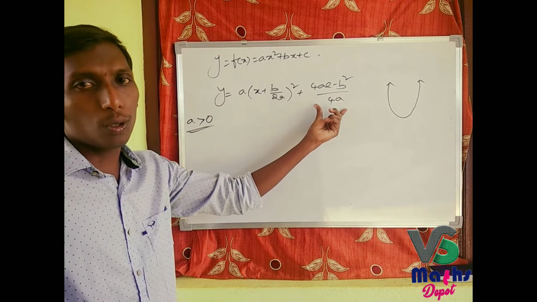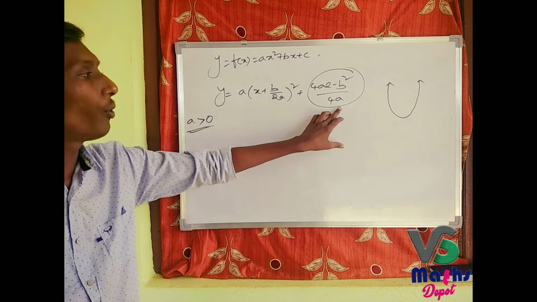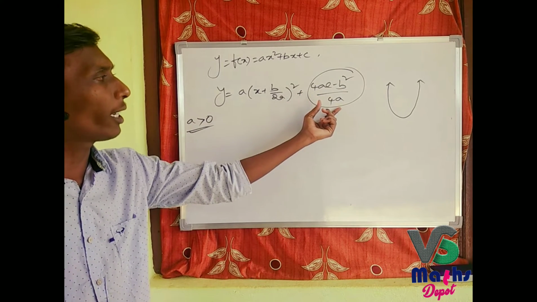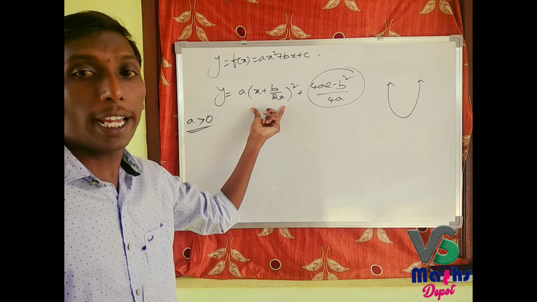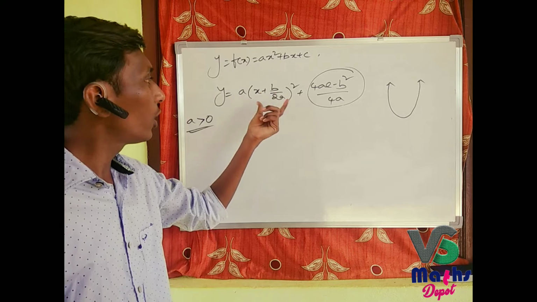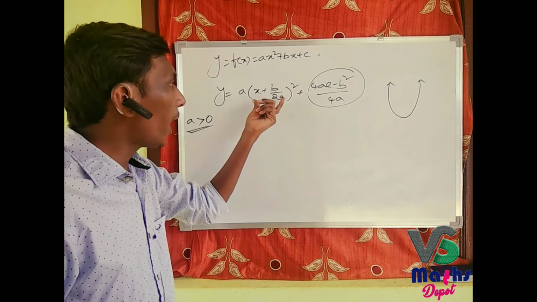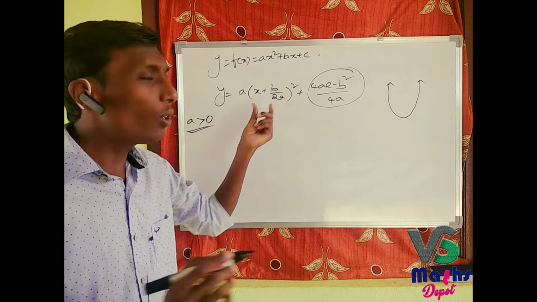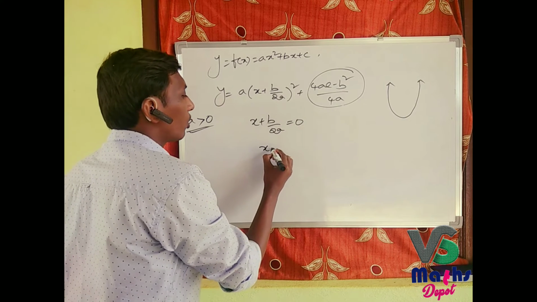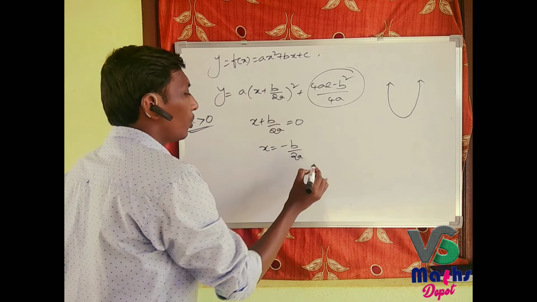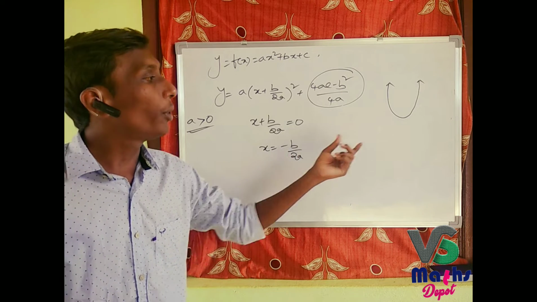For this expression to be minimum, note that this term is a constant value. If you add the minimum amount to this, we can get the total expression minimum. This is a perfect square. It will not be a negative value, so it should be non-negative. Among the non-negative numbers, the minimum value is 0 only. So the value x plus b by 2a should be equal to 0, which happens at x equals minus b by 2a. At x equals minus b by 2a only, we get the minimum value.